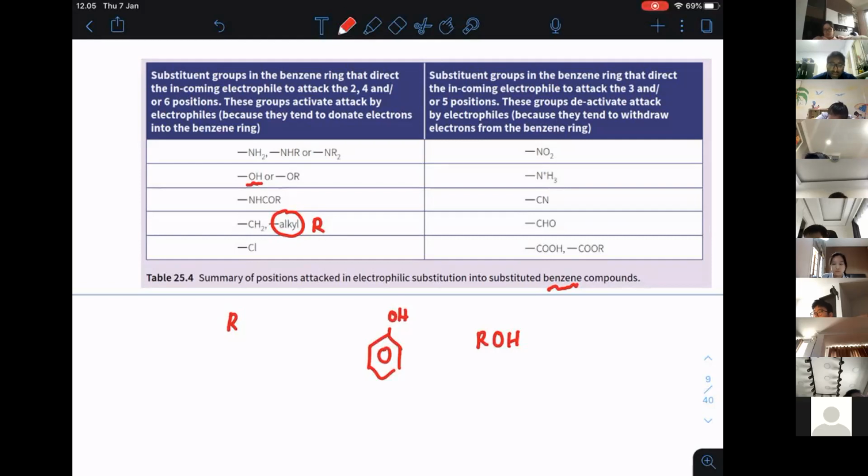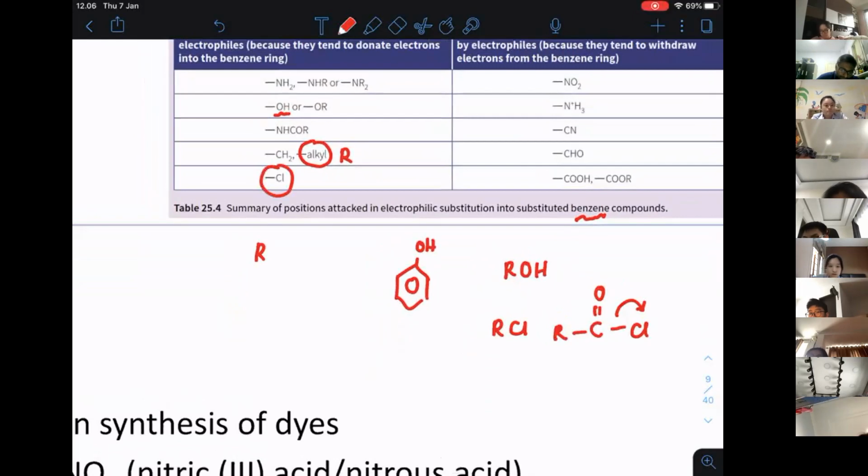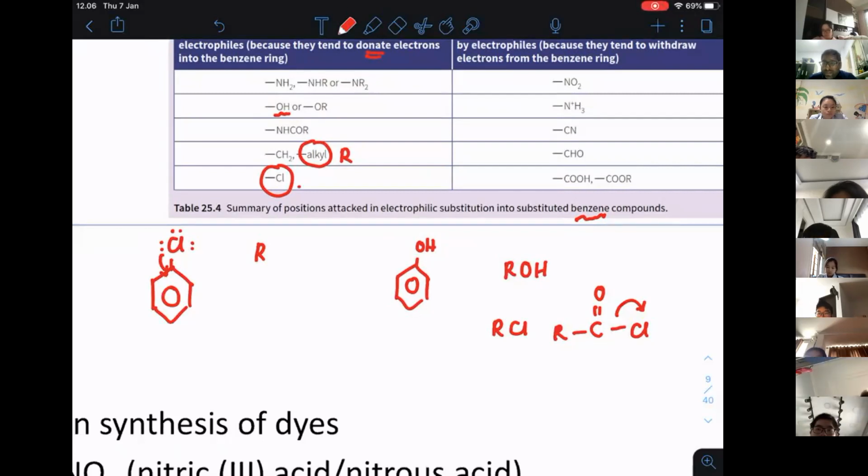Even if you have RCl alone, or C double bond O, Cl, the acyl chloride we have learned, Cl is always going to be an electron withdrawing group. Why? Because Cl is more electronegative. But when it comes to benzene, if you have benzene and Cl, Cl is slightly different. The electrons from the Cl will enter the ring, so they are electron donating in benzene. So you need to be very careful. There are some exceptions. We have discussed this.